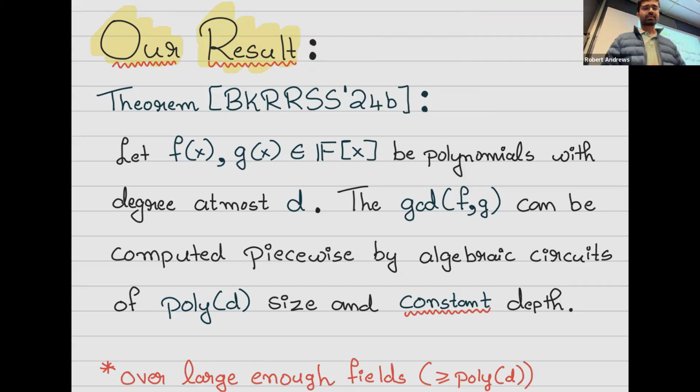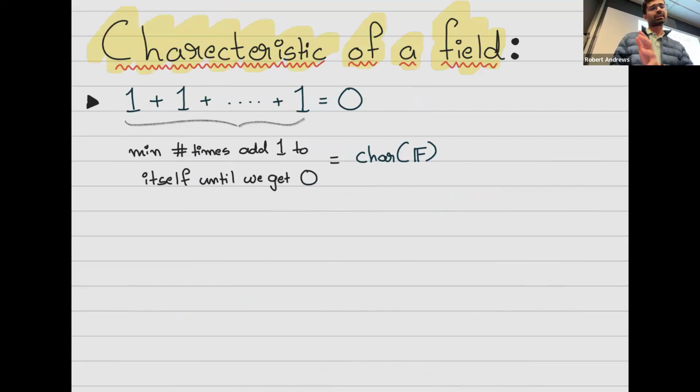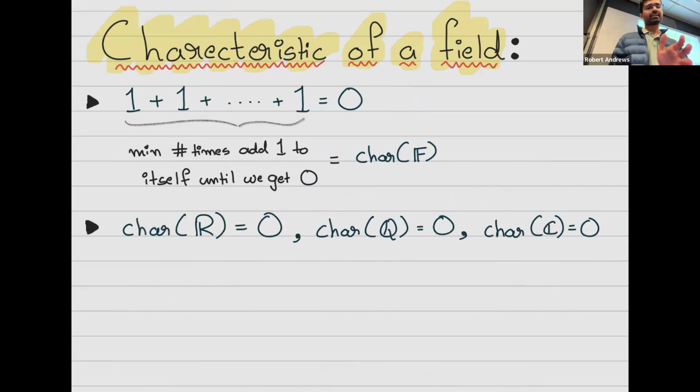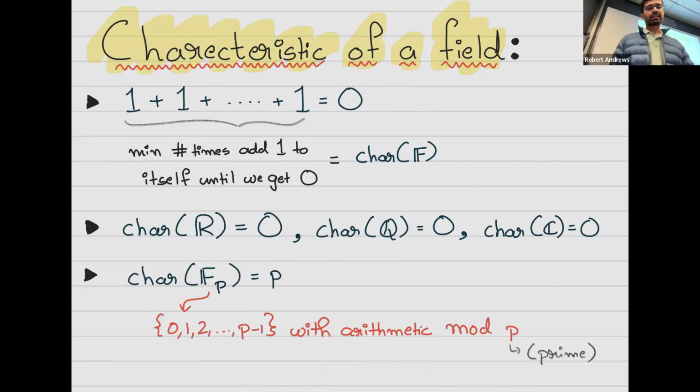Okay. At the risk of insulting my audience, I'll just define quickly what the characteristic of a field is. Characteristic is just the number of times I add 1 such that I get a 0 in a field. For infinite fields, you can add 1 as many times as you like and you'll never get a 0, so we define the characteristic to be 0. And for a finite field, for example F_p, if I add 1 p times and I get a 0, so the characteristic is p.